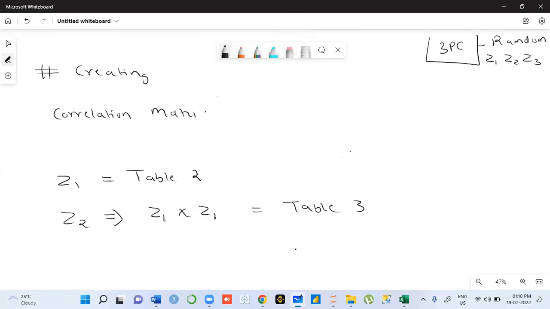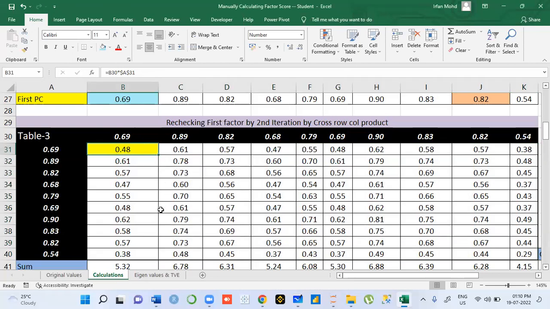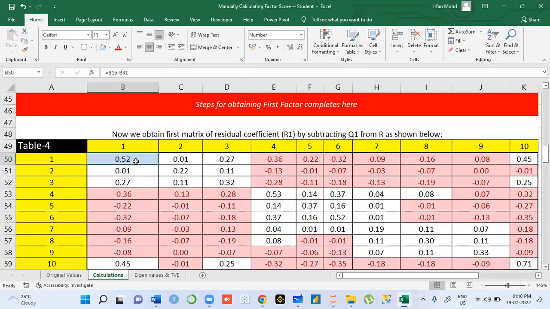Correlation matrix is your table number 1. Now I am finding table number 4. To get table number 4, table number 1 minus table number 3. Is that clear? 1 minus 0.48. What is the answer? 0.52. Are we getting the same number?